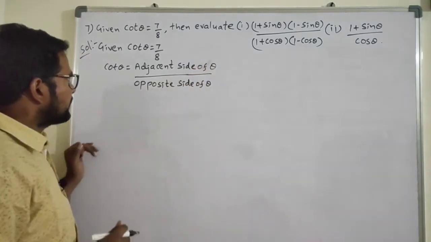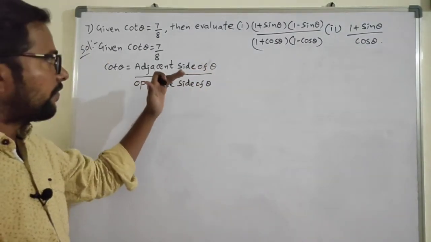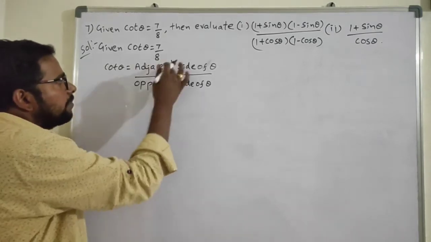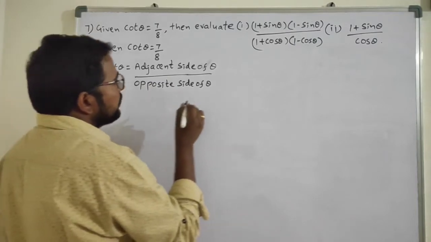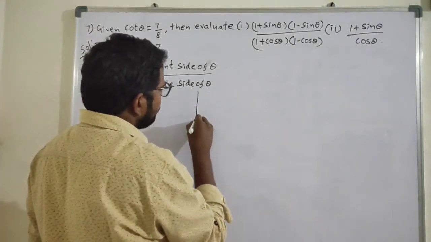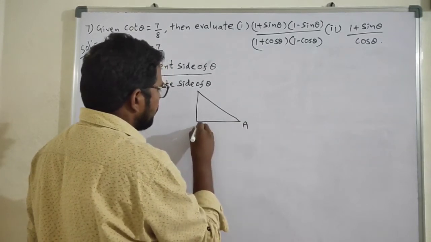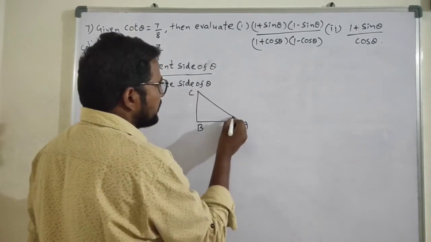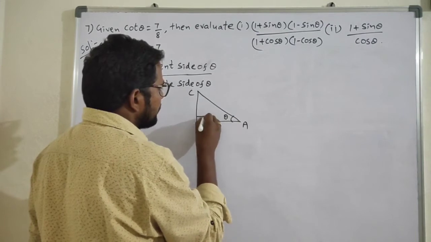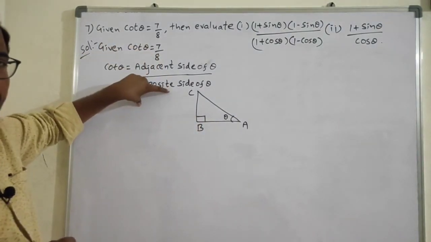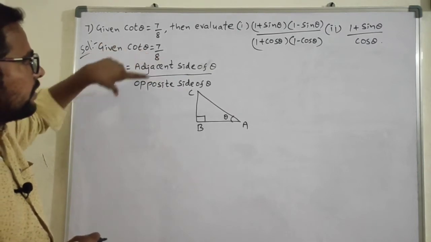So cot theta is equal to adjacent side of theta by opposite side of theta. Directly we can write adjacent side by opposite side. So what is the diagram? Suppose ABC, this is theta, and this is 90 degrees. So adjacent by opposite, cot theta is equal to adjacent by opposite.